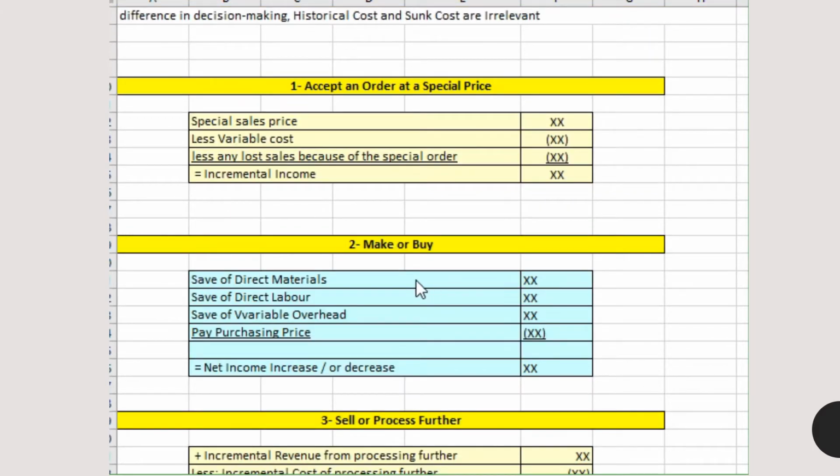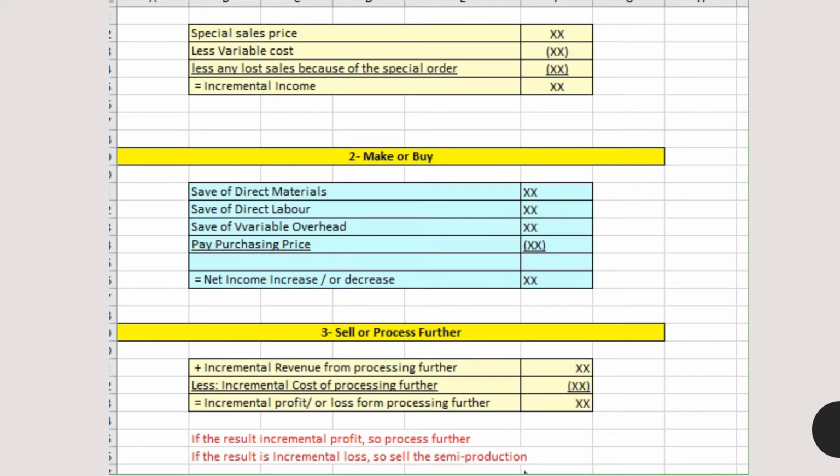Another example might be if you want to make or buy, and you potentially would save on direct materials, maybe save on direct labor and variable overhead, and you'll pay a purchasing price, which equals a net income increase or decrease. So if your net income goes up if you make or buy, you will obviously select that alternative over the other. The other situation might be where you want to sell or process further, say inventory at hand, and you'll look at incremental revenue from processing further, less any incremental cost of processing those materials further, equals incremental profit or loss from processing further. And if you have incremental profit, it's obviously a better decision to process further.